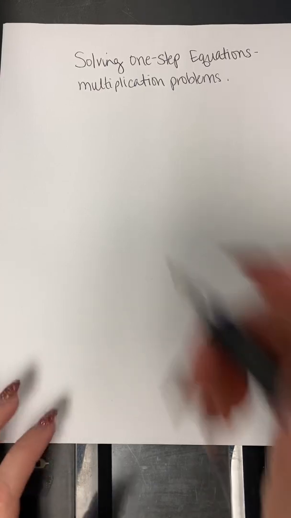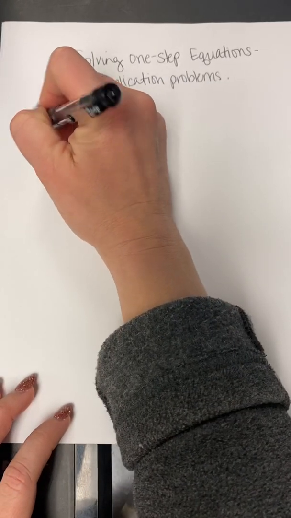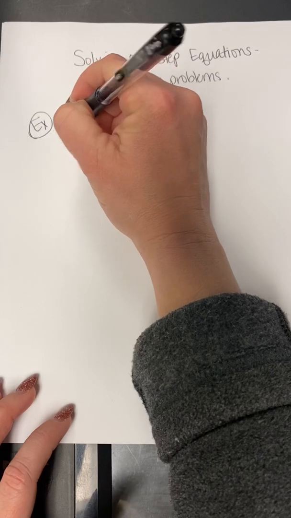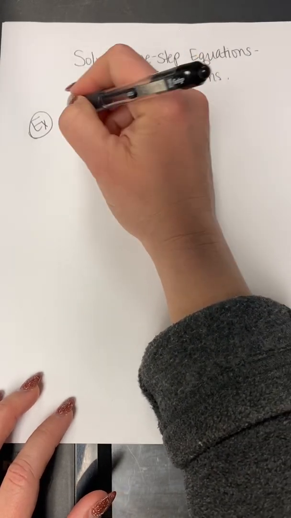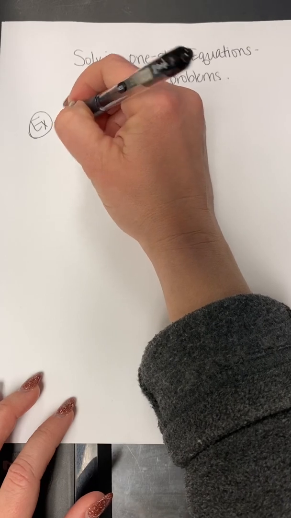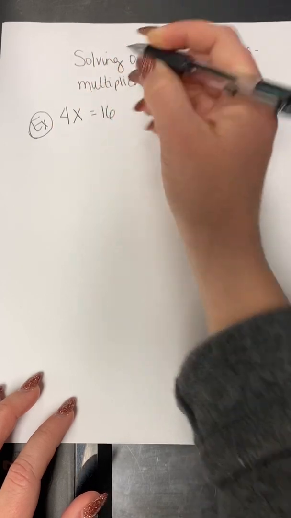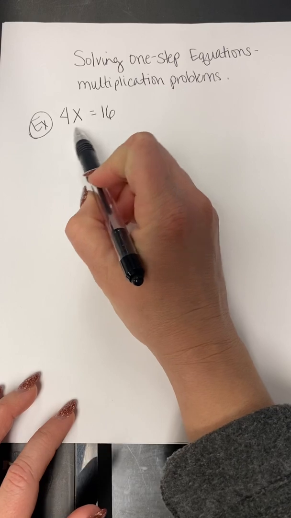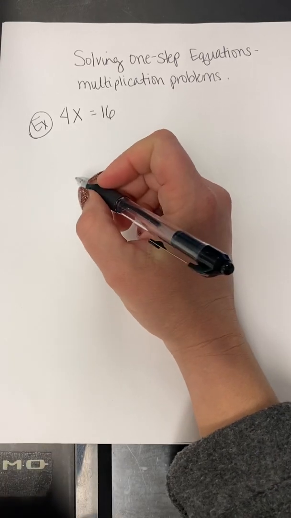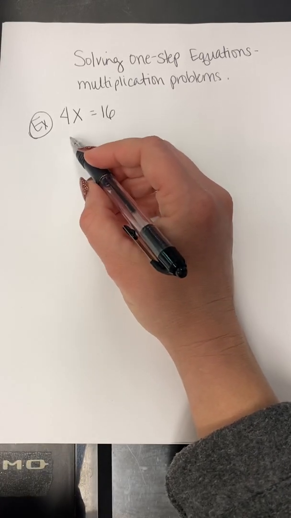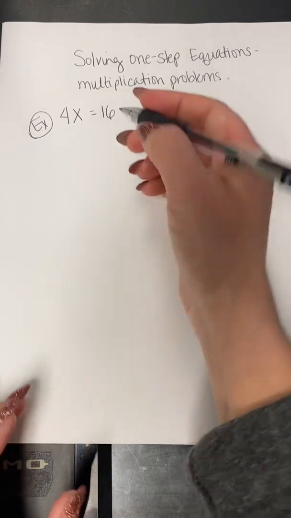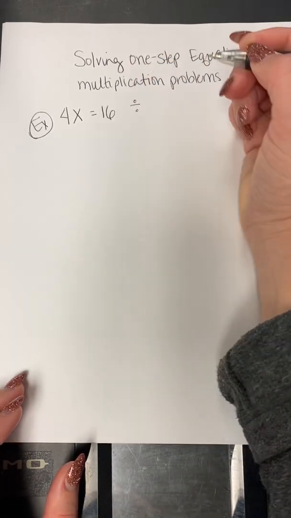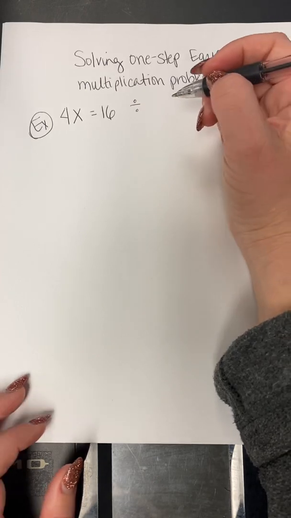All right, same kind of thing. We have our x, our unknown, our variable, and this time we're going to have a number right next to it. When there's a number right next to it, or if they have two numbers that are right next to each other, that means to multiply. Well, the inverse operation of that is division. So we're going to be dividing.